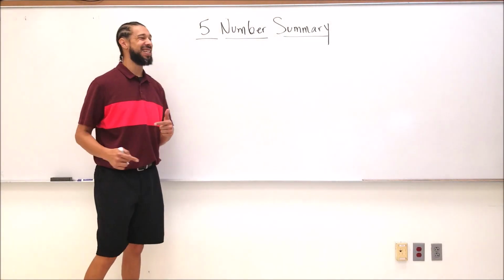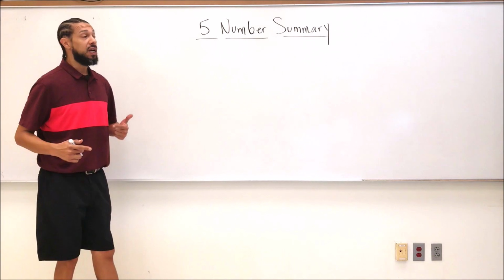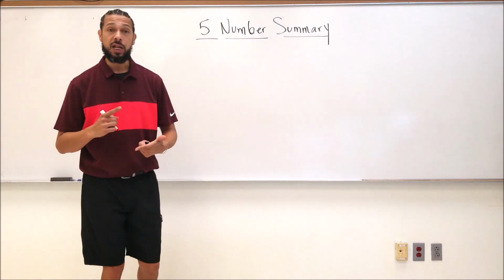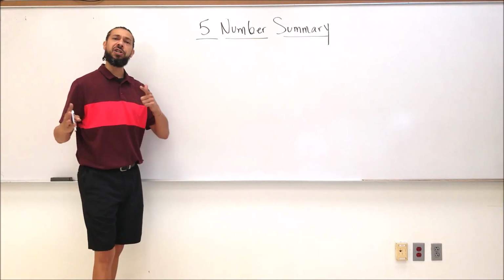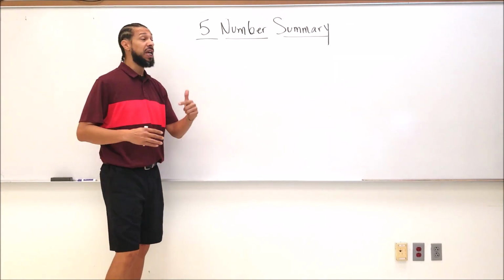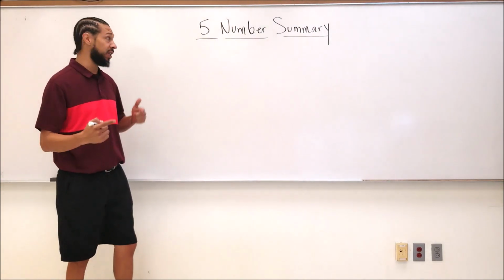So today's lesson is about the 5-number summary. Now the 5-number summary is actually a collection of values that we're going to calculate to get a better idea of the distribution, or exactly where the numbers fall in our set of data, right? So let's get to it.